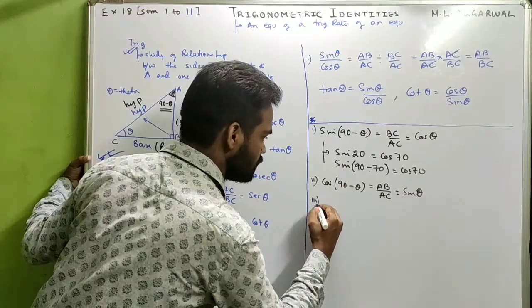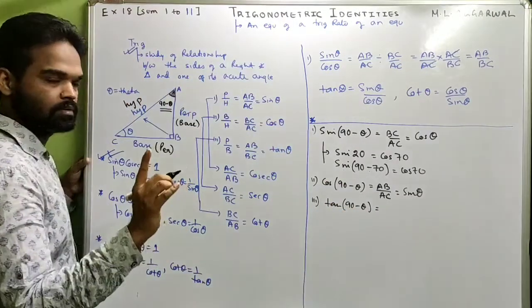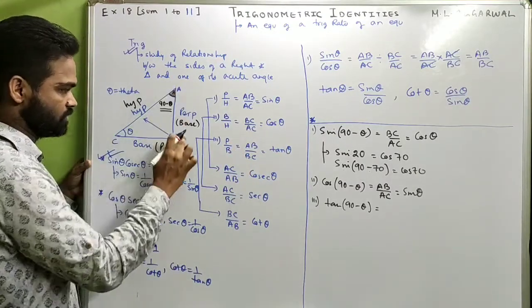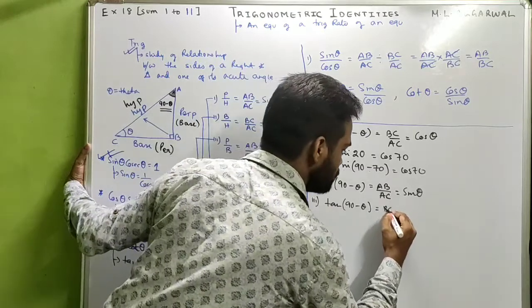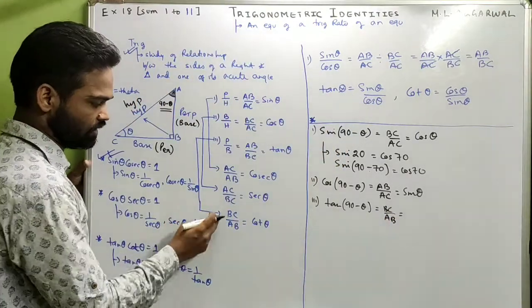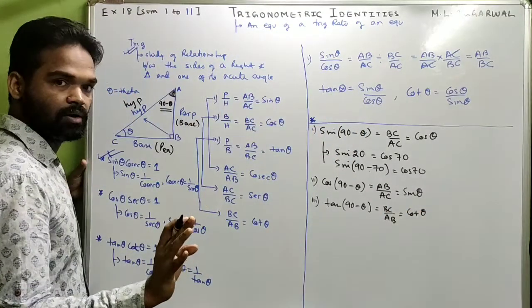Similarly, tan(90° − θ). Tan was what? Perpendicular by base. So perpendicular by base, BC by AB. So BC by AB, if you look carefully, is cot θ. Am I clear or not?